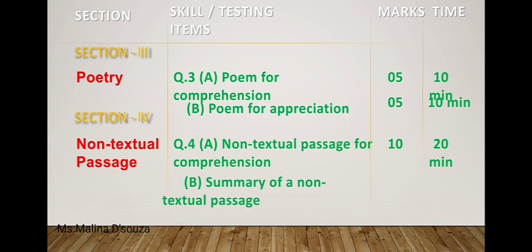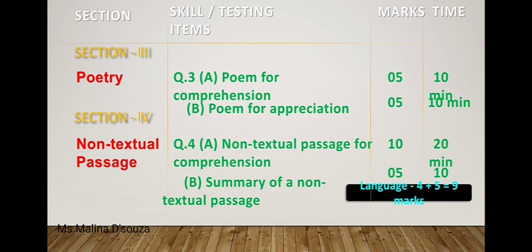In question number 4B, you have to write a summary of this non-textual, this unseen passage for 5 marks and you have to complete it within 10 minutes. Even though it's an unseen passage, you will get grammar vocabulary questions for 4 marks plus the summary writing topic for 5 marks. So language in section number 4 is for 9 marks.